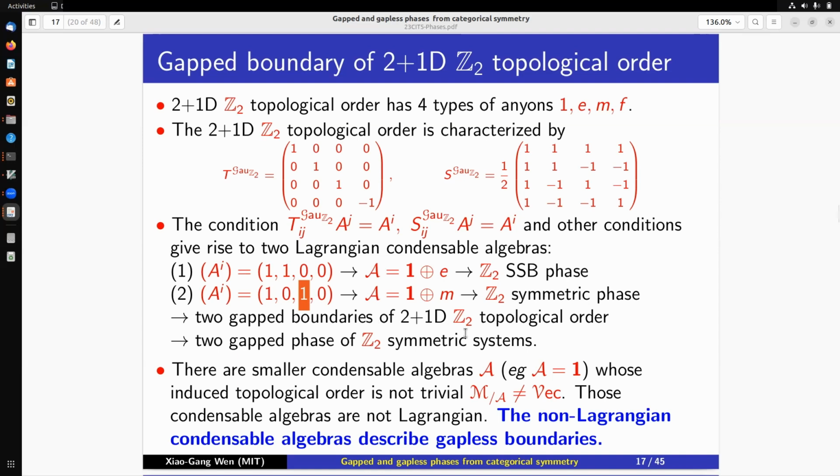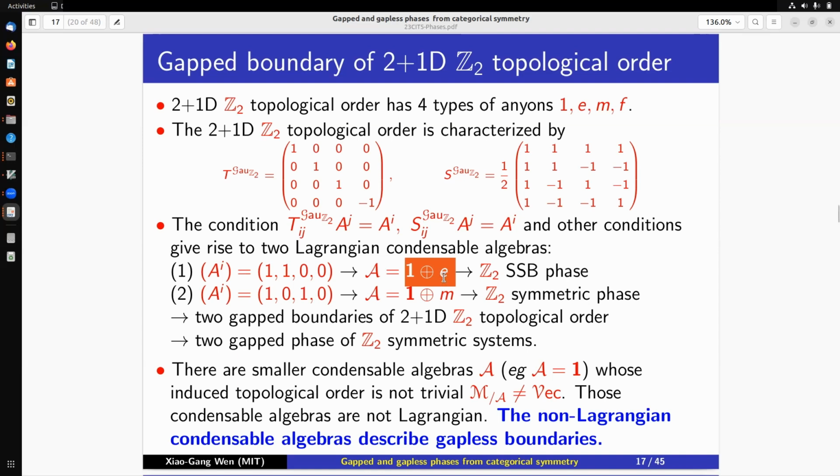And actually, this kind of condensed algebra is called Lagrangian because the condensation gave rise to a gapped boundary. But you can get a smaller condensation if either 1 and E condense. Then if you condense 1 and E, this Z2 topological order will be completely broken, become trivial. And so that gives rise to a gapped boundary.